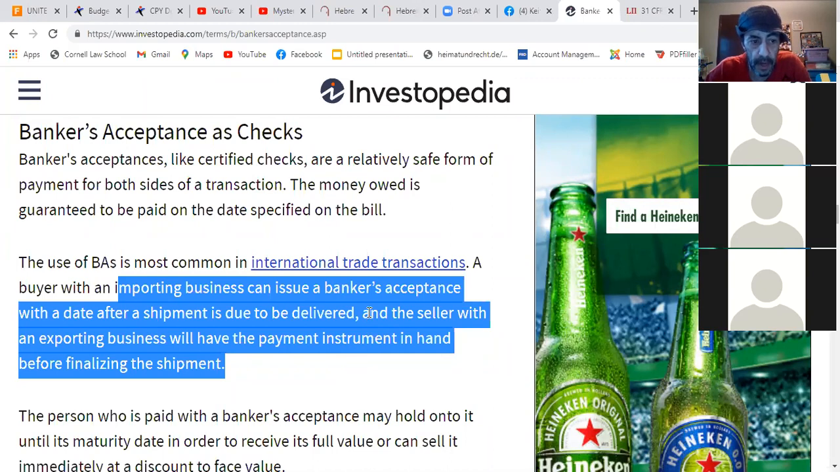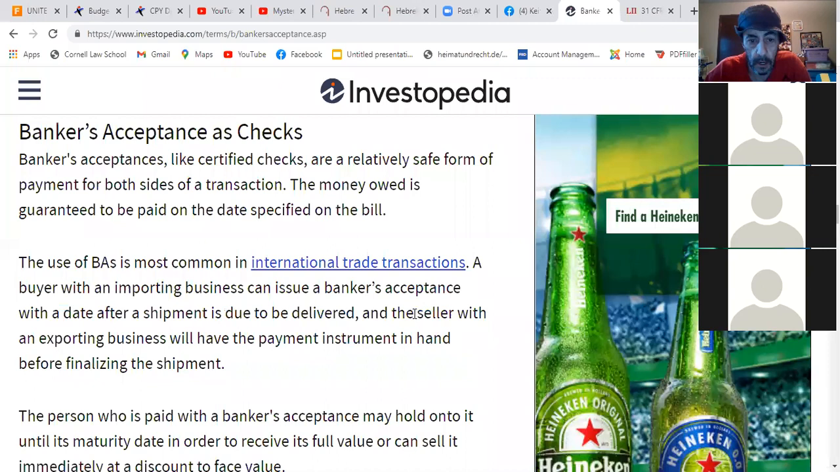The seller with an exporting business. Now, if the seller is Ford Motor Company, and Ford Motor Company is dependent upon the United States and the obligations of the United States to extend its, quote, bankers' acceptances, known as loan applications, then they are in fact obligated the same as the United States.